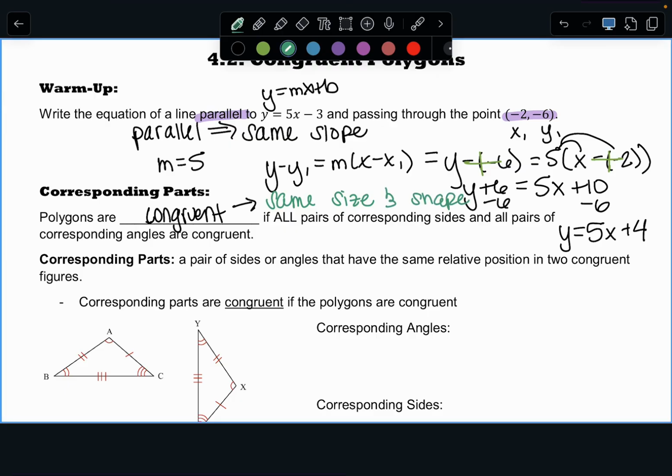Focus up. Same size and shape. They are the exact same. Their measurements are the same. The way we get congruent polygons is if we do something called rigid motions or rigid transformations. And those are the things that I just talked about.